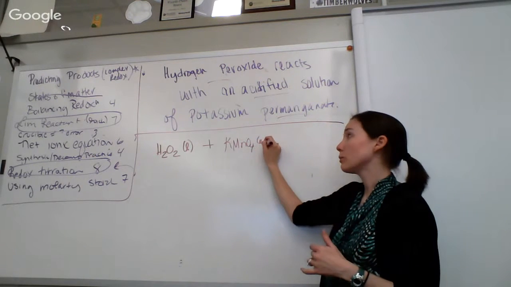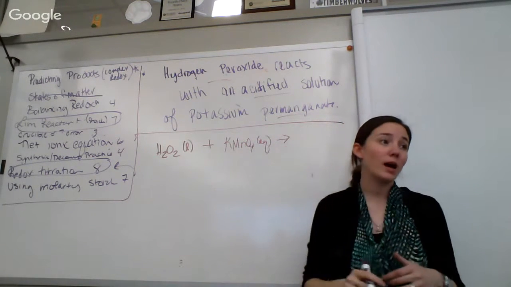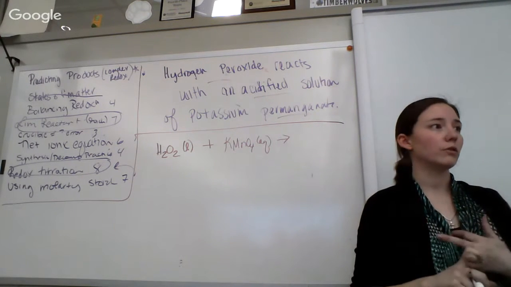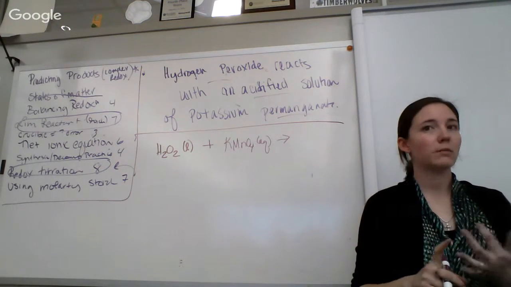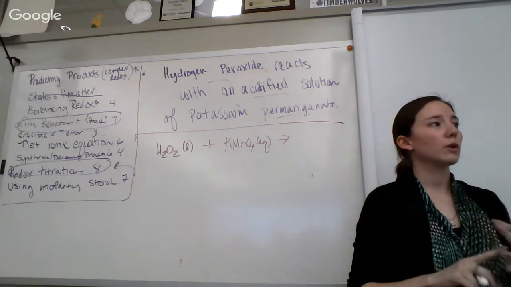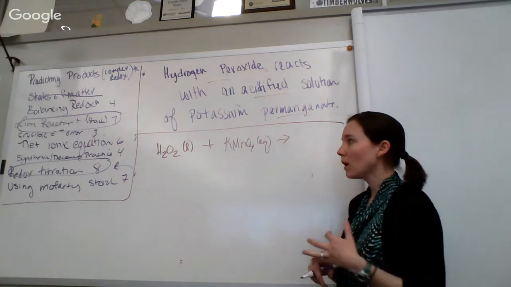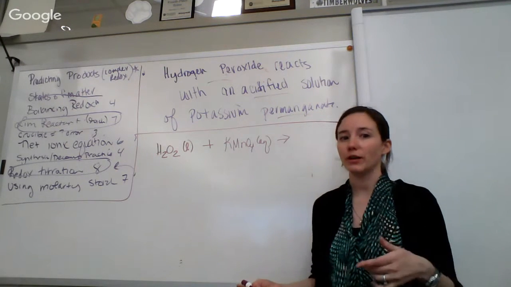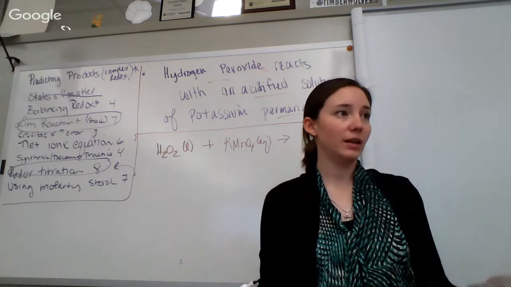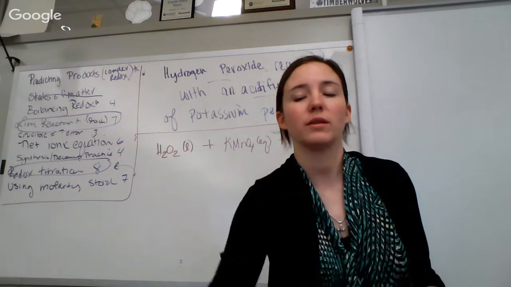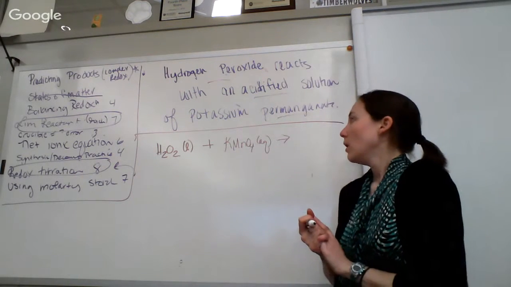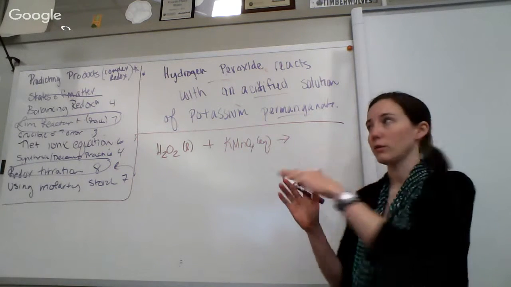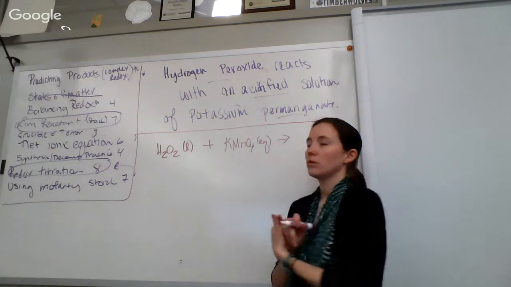KMnO4. It's really important you have your polyatomic ions memorized, especially ones like permanganate and dichromate. You know those are going to be on your test because we've talked about them a billion times. So you want to have those memorized for sure. And then obviously, the more polyatomic ions you have memorized, the better your life will be, because then you will be more likely to come across the ones that are on the test. So that being said, I've written my reactants.